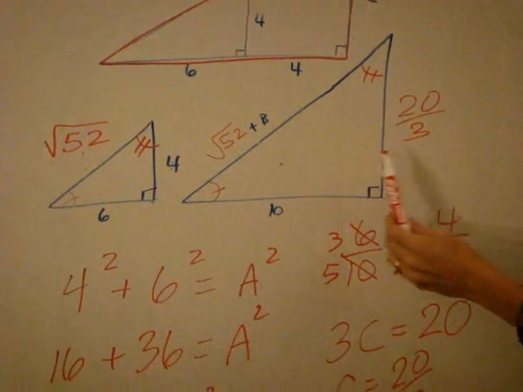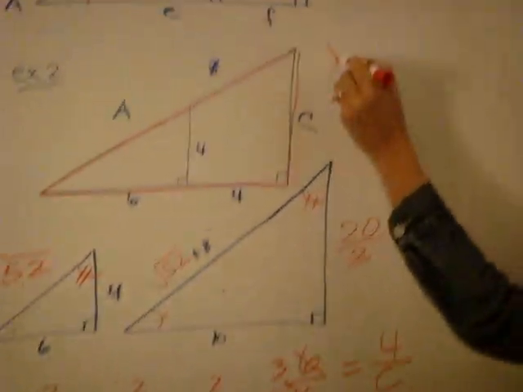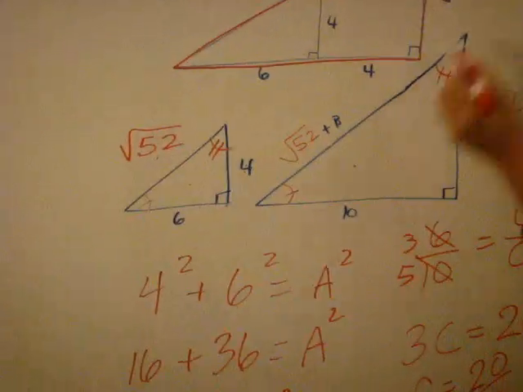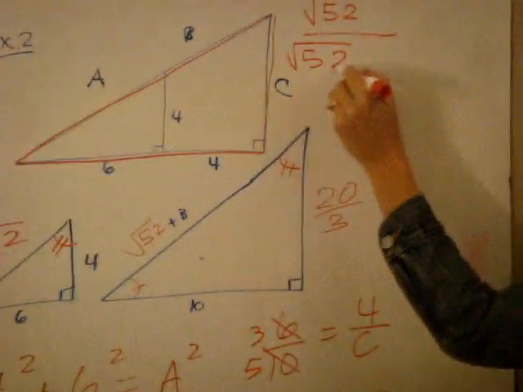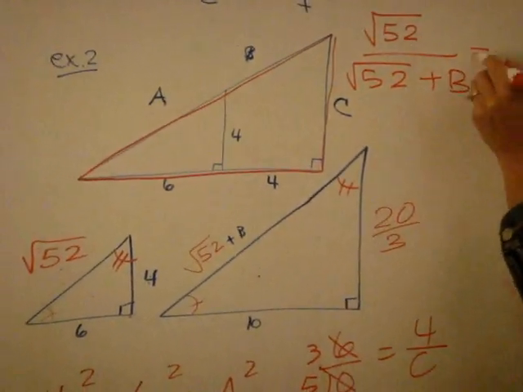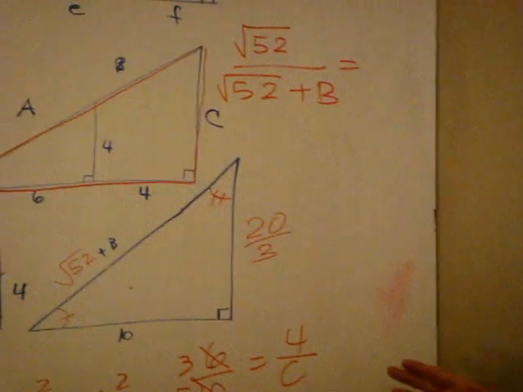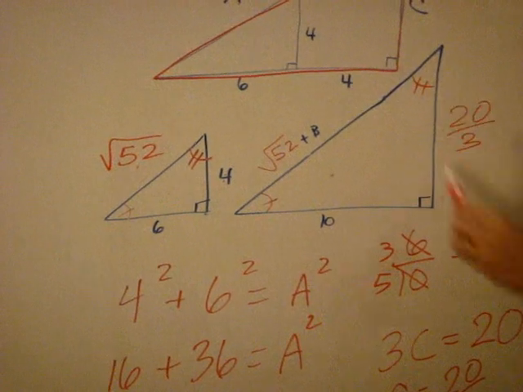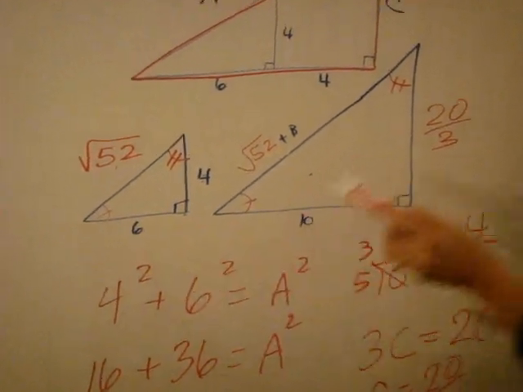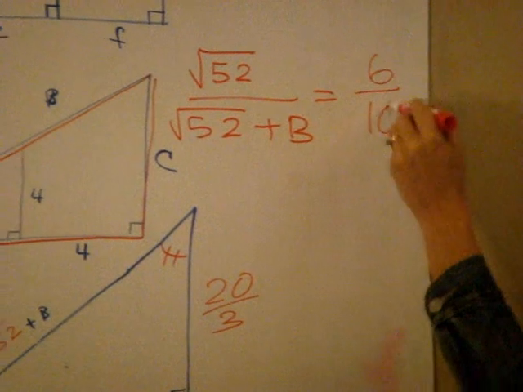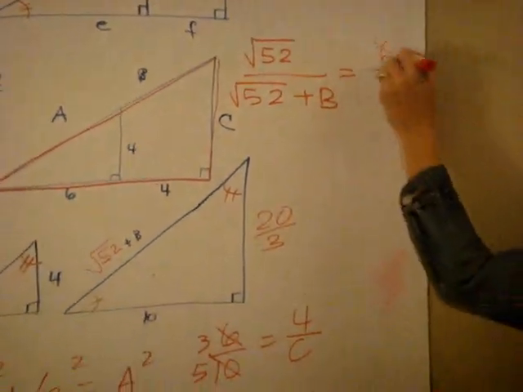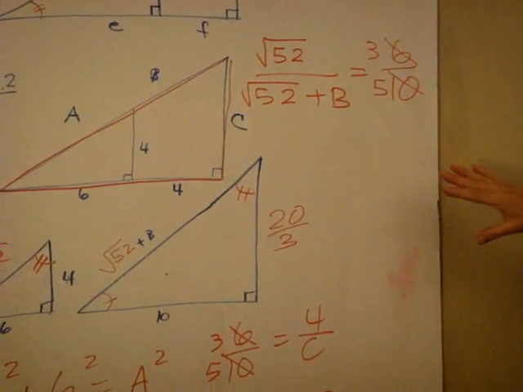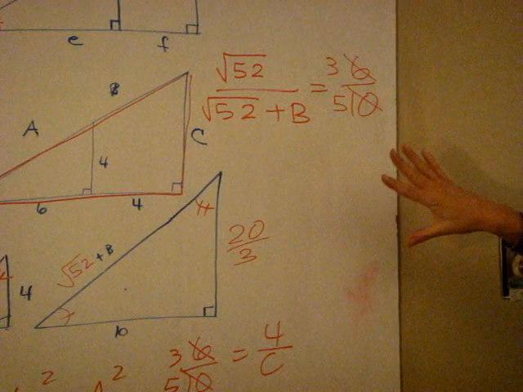So let's just set up a proportion for these. Let's do square root of 52 over, this is the matching side, so it's the square root of 52 plus b equals, and then we can pick either two sides. We can put this over this, or we could put this over this. But since fractions are messy, we're going to go with the 6 over 10. And right away we know we can reduce this, so let's reduce this to 3 over 5. And we have our proportion set up. It doesn't look very nice and neat, especially since I don't have room on my board to write it.